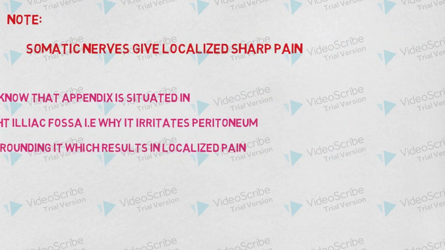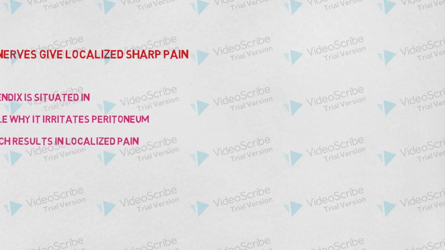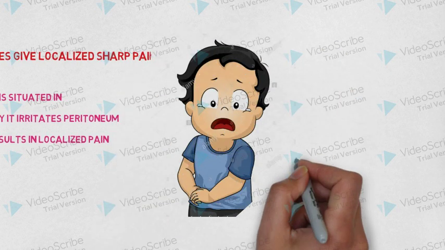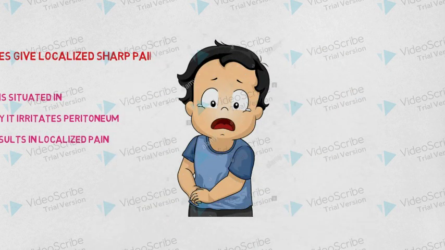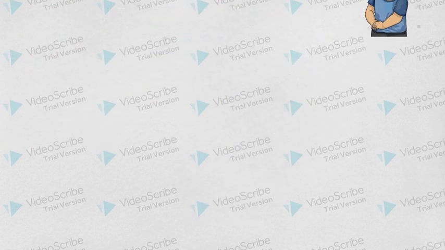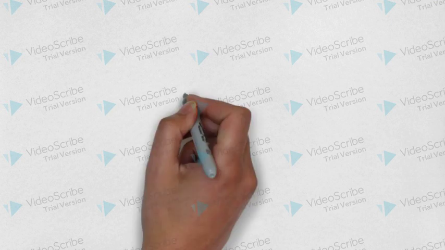And that's why the pain initially started in the periumbilical area and shifted toward the right iliac fossa after 2 or 3 hours when the inflammation already progressed and irritated the peritoneum.